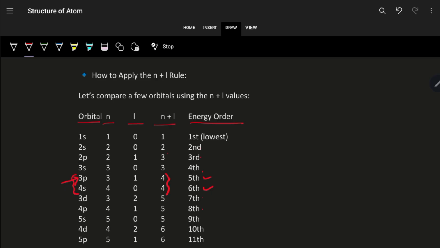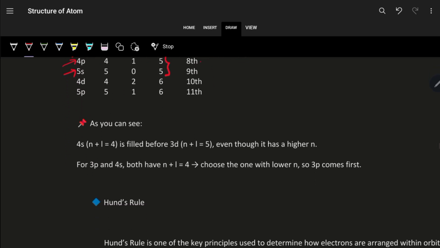Previously also we had n plus l equal to 3 for 2p and 3s, and there 2 was less than 3. So 2p was having lower energy than 3s. Again we are having n plus l equal to 5. So it is filled up in increasing order of n: n is equal to 3, n is equal to 4 and n is equal to 5. So this is how the n plus l rule is followed.